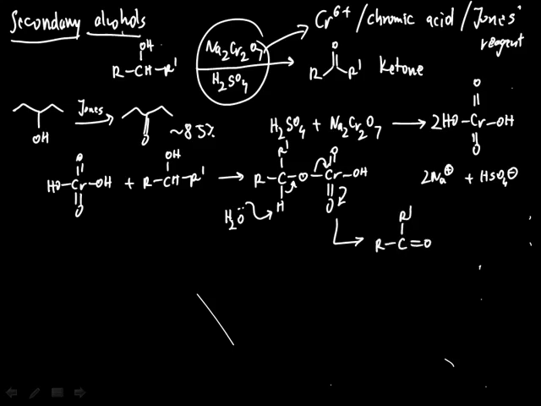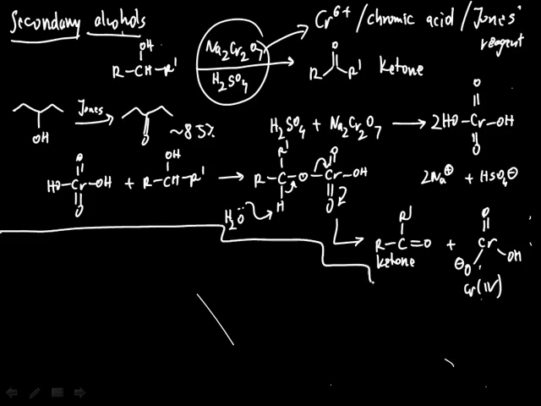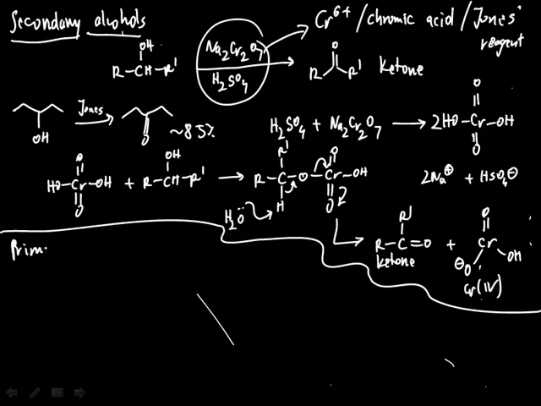a ketone as our oxidation product, as well as this chromium 4 species, which is then further reduced so that the ultimate product is chromium 3, as I said here. And this is how oxidation of secondary alcohols works mechanistically. Oxidation of primary alcohols in its initial stage is very similar. And so we are not going to reproduce this, because the mechanism is actually identical.